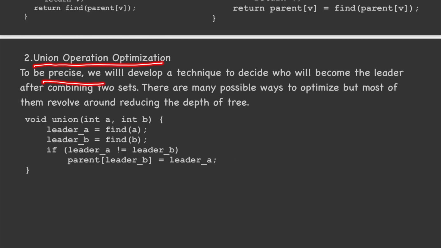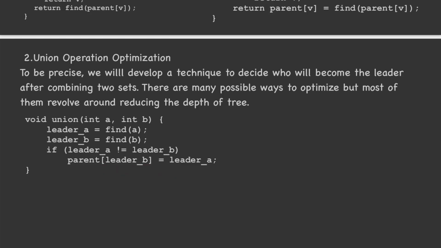To be precise, we will develop a technique to decide who will become the leader after combining the two sets. There are many possible ways, but most of them focus on reducing the height or the depth of the tree. Now let's look at our current implementation. We are fetching the leader A, we are fetching the leader B, and we are just creating a link from leader B to leader A.